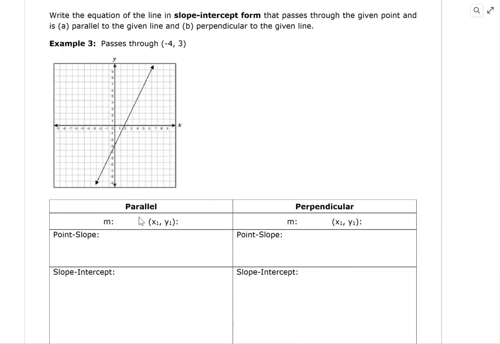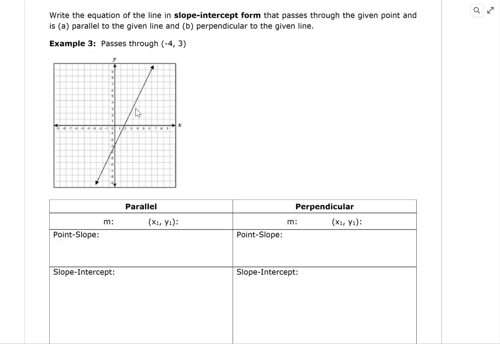So for this problem, it says write the equation of the line in slope-intercept form that passes through the given point and is A, parallel to the given line, and B, perpendicular to the given line. So this time it gives us a graph of our function, and we want it to pass through the point -4, 3.